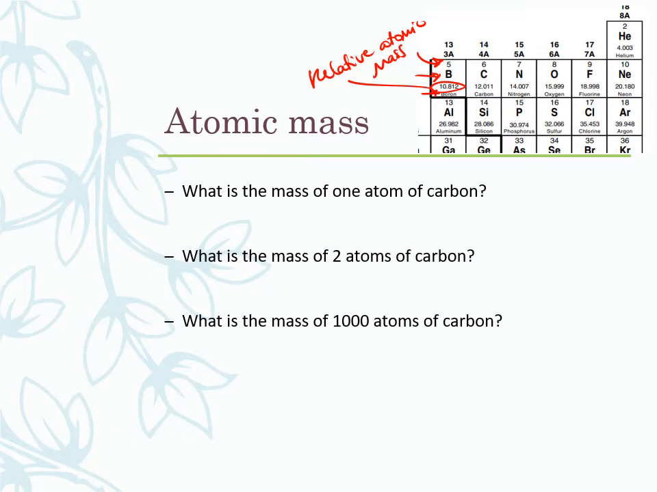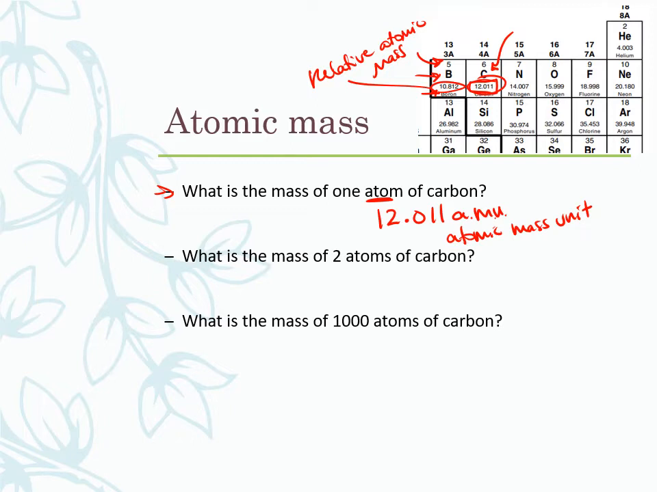And so if my question is, what's the mass of one atom of carbon? I'm going to find carbon in the periodic table. I'm going to use that mass number, that relative atomic mass, and 12.011 is our answer. Our unit for atoms is AMU, which stands for atomic mass unit. So the mass of one atom of carbon is going to be 12.011 AMUs, atomic mass units.